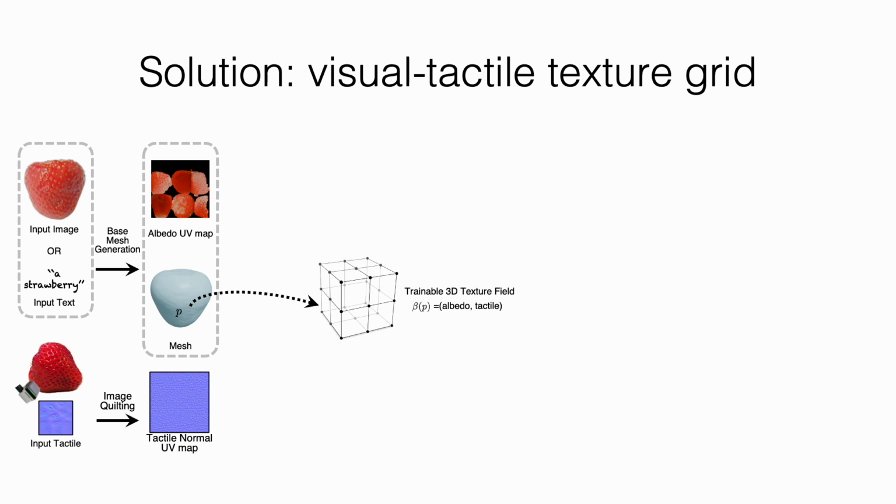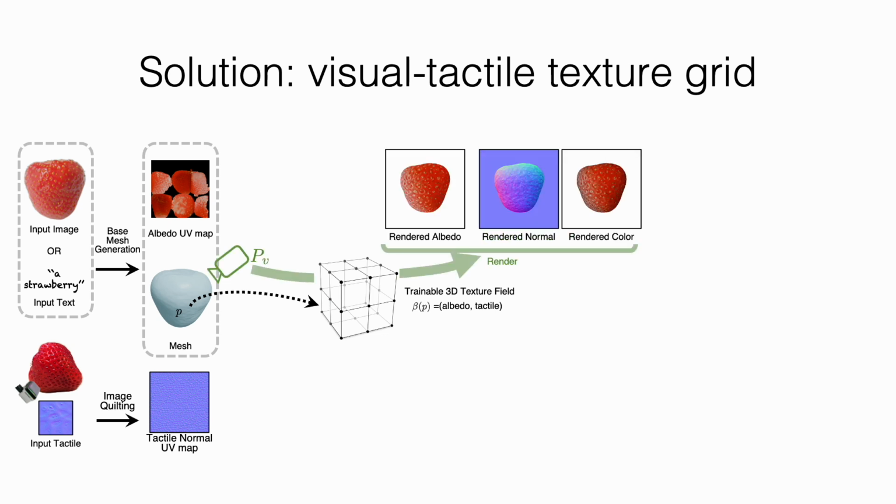However, vision and touch have very different spatial resolutions. To match the scale discrepancy, we sample visual cameras PV from a distance and tactile cameras PT close to the surface to render small patches.